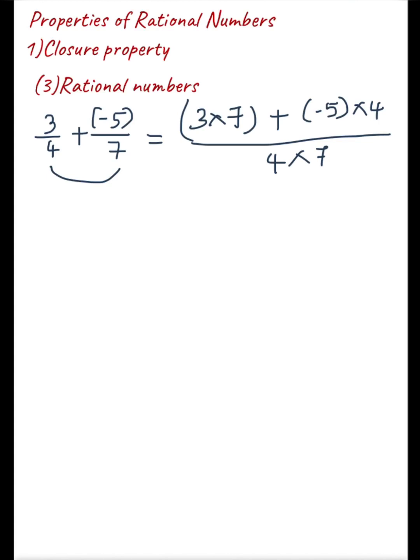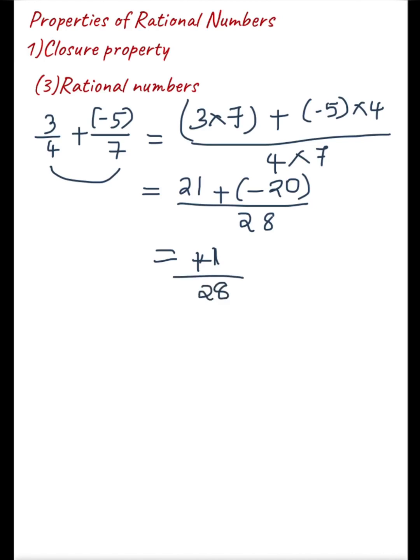Now what is 3 into 7? 21. 21 plus what is minus 5 into 4? Minus 5 into 4 is minus 20. Divided by what is 4 into 7? It's 28. Now what is 21 plus minus 20? You know that the answer is plus 1. You have to subtract them and put the sign of the bigger number. So plus 1 by 28. So our answer will be 1 by 28.